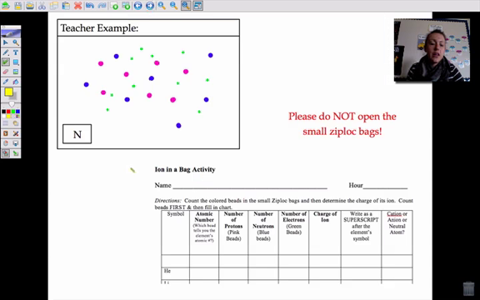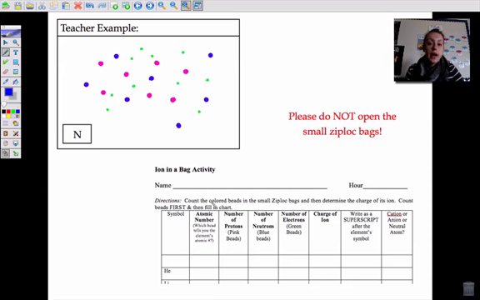The sub should have handed out the ion in a bag activity sheet. And what this activity is about is finding the charge of an ion. Now this activity is really similar to the atom in a bag activity we had last unit. In fact, it's the exact same setup, except now we have different atoms with different amounts of subatomic particles.